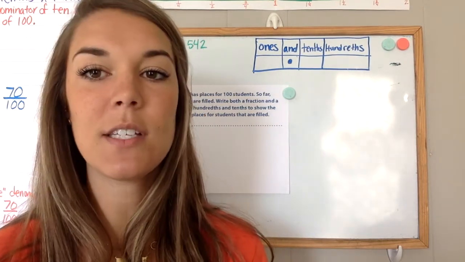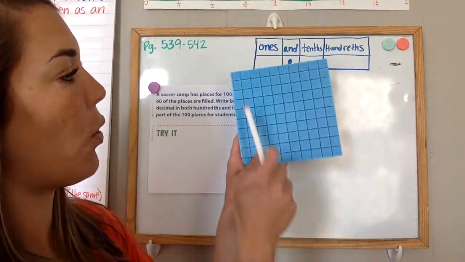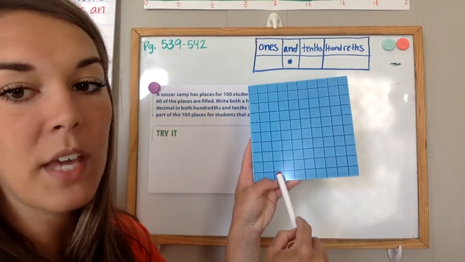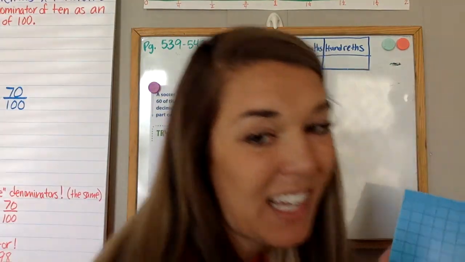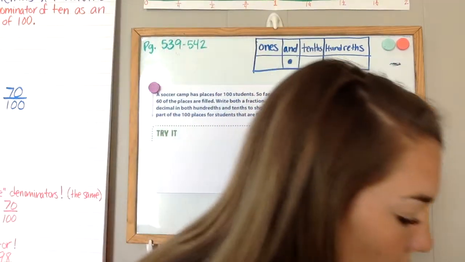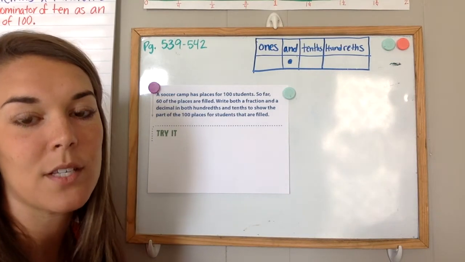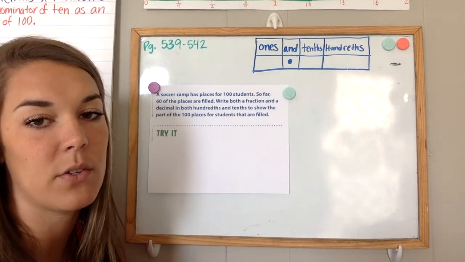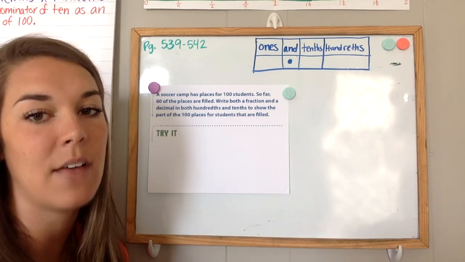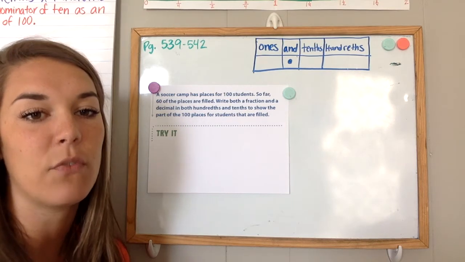Just like when we looked at those 100 grids, you're going to have tenths. That's when you can fill in the whole bar. And if you only have some cubes that can't fit into a tenth, these are your hundredths. So let's jump into the problem. It says a soccer camp has places for 100 students. So far, 60 of the places are filled. Write both a fraction and a decimal in both hundredths and tenths to show the part of the 100 places for the students that are filled.